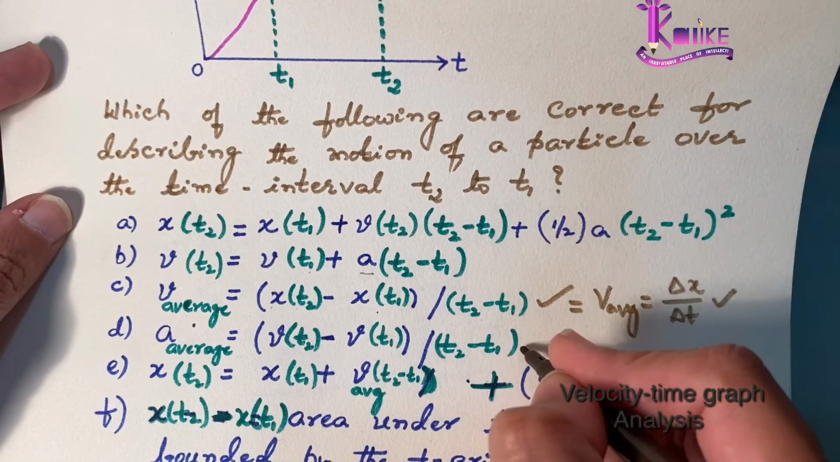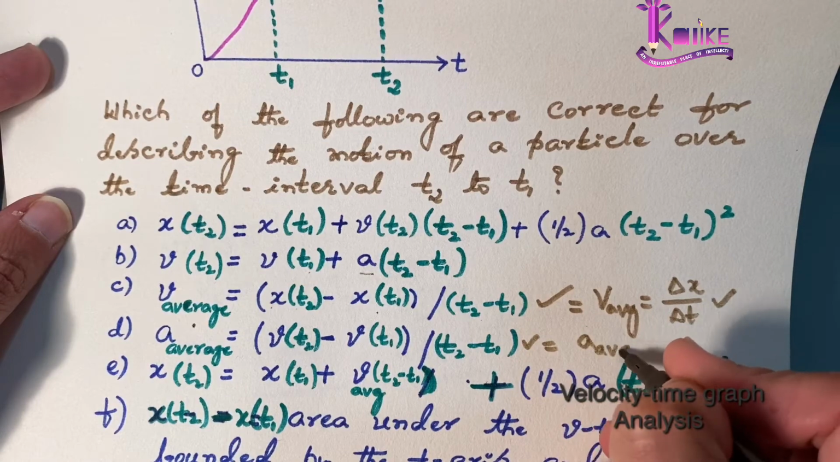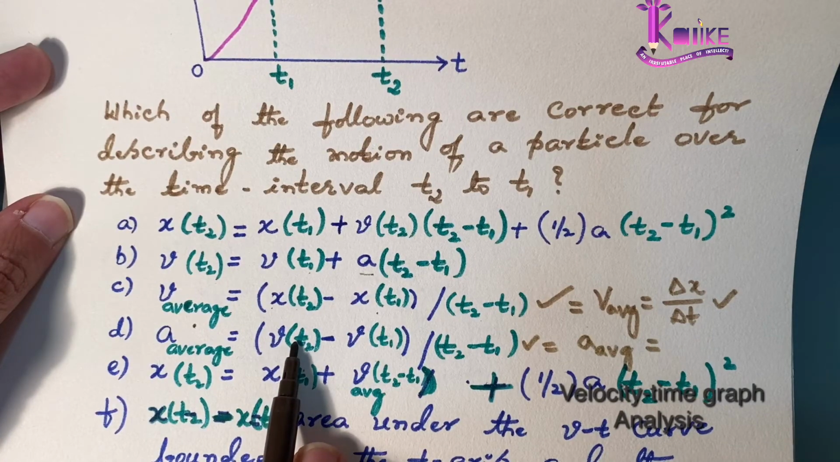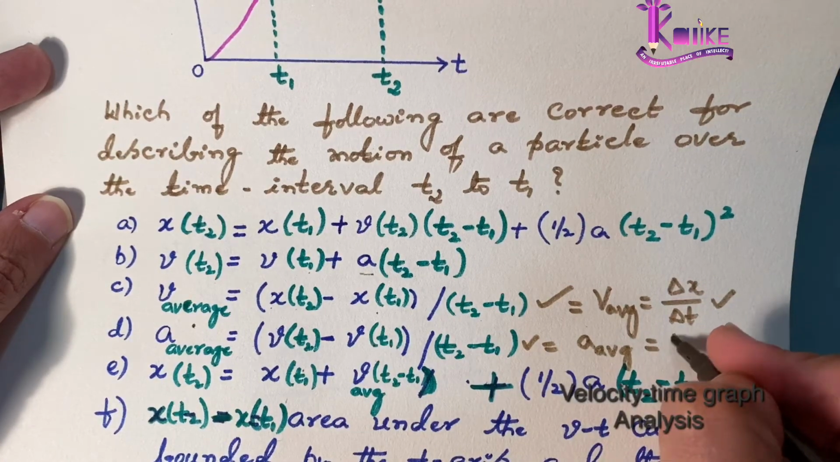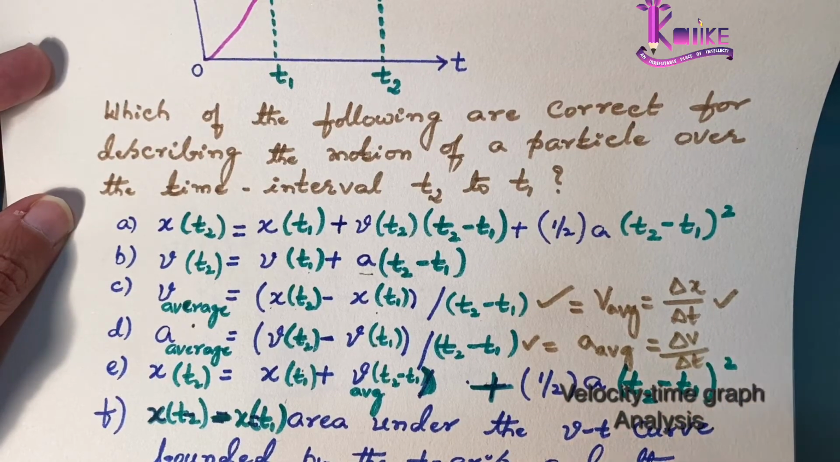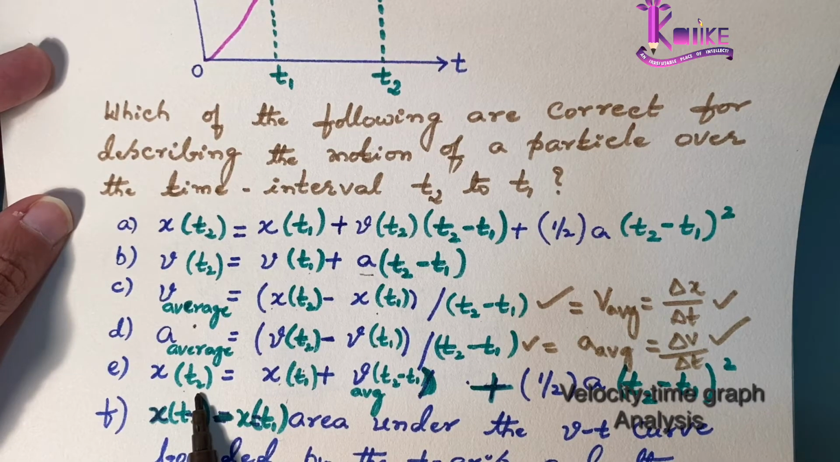The second one is very similar to this. So it says average acceleration is given by delta v by delta t. Yes, we do find out the average acceleration using this equation. So this also represents the situation given in the graph between the time t2 to t1. Then you have another equation which is again I think dimensionally wrong.